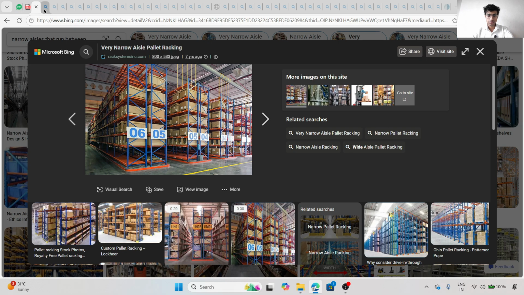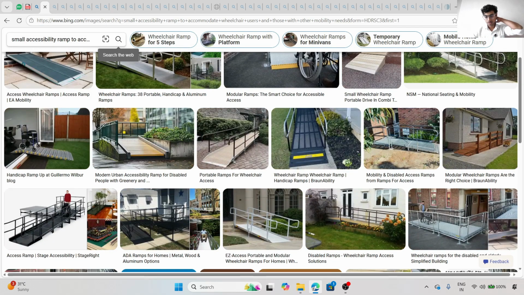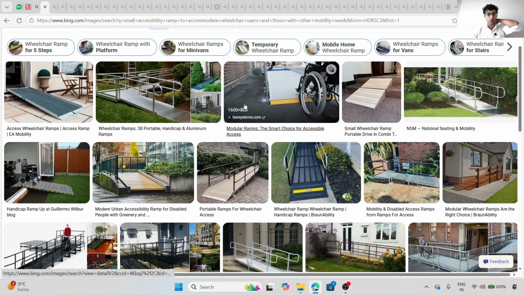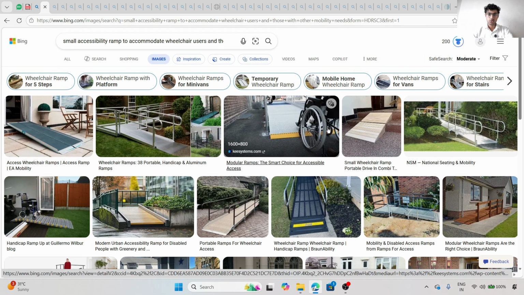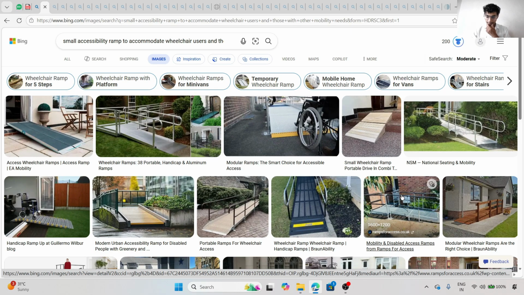Next, the store entrance is equipped with a small accessibility ramp to accommodate wheelchair users and those with other mobility needs. So people who require wheelchairs can go in, as these ramps are provided. That is a facility support over there.